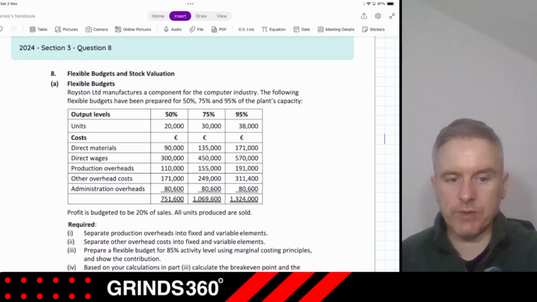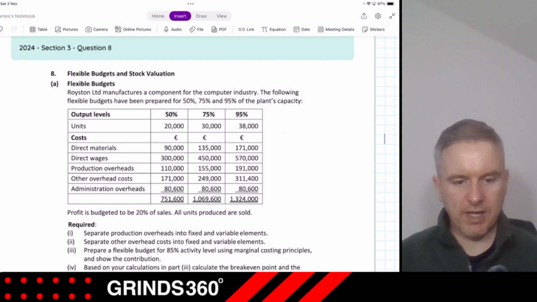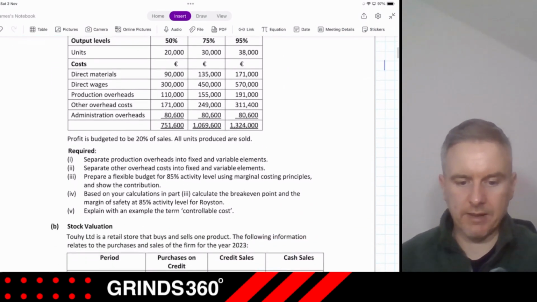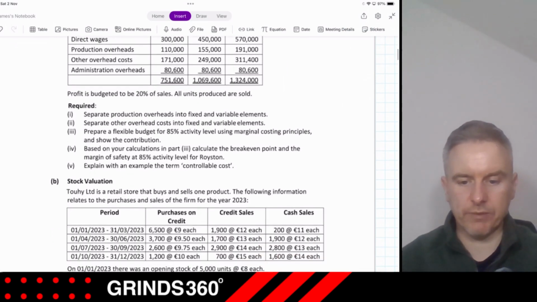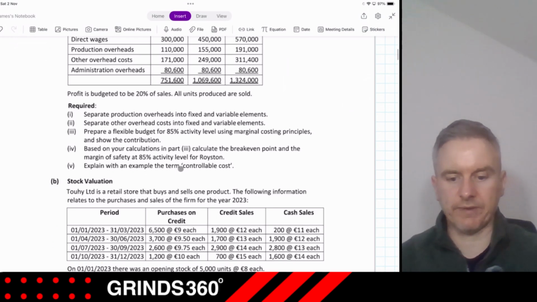So if you look in the 2024 paper, in section 3, we can see what way it came up, all right? So we can see that it actually came up as a flexible budget in its own right, but then they brought in a marginal costing part into it, okay? So if you look in part 4 here, based on your calculations in part 3, calculate the break-even point and the margin of safety at 85% activity level for Royston, and then give an example of the term controllable costs. So a nice little theory question in there.